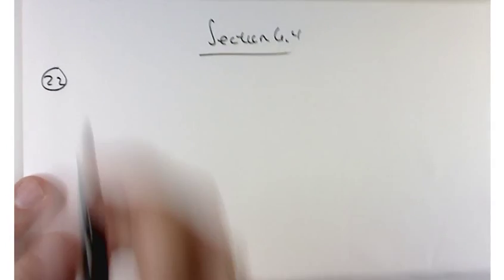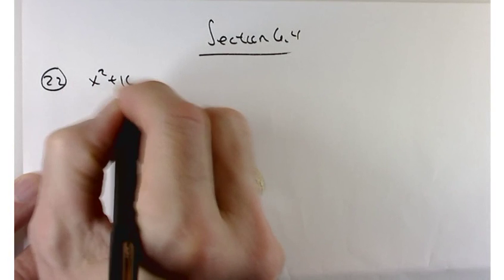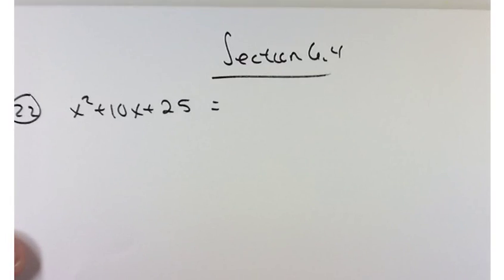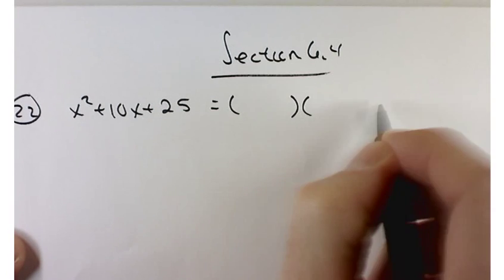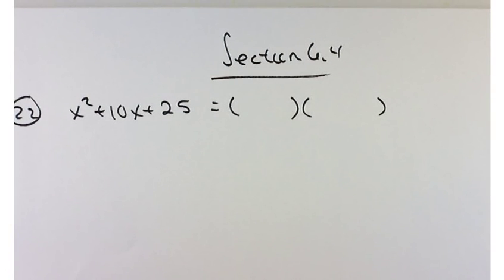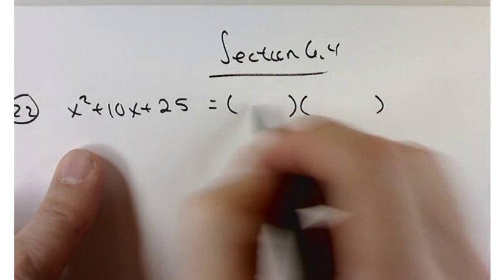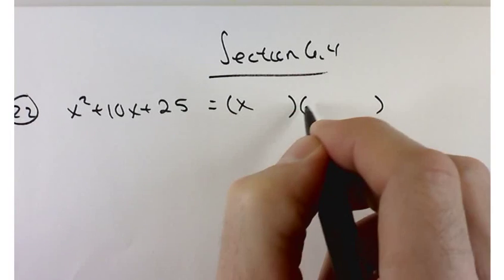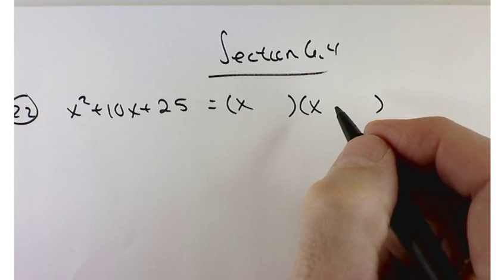X squared plus 10x plus 25. Well, this is a nice case of a trinomial. So let's work on factoring this. Micah, what numbers or what terms can I put at the beginning of each of these parentheses? All right, x and x. Good. How about the signs in this one? Nick, what signs do I have to have? Plus or minus? Both have to be plus.